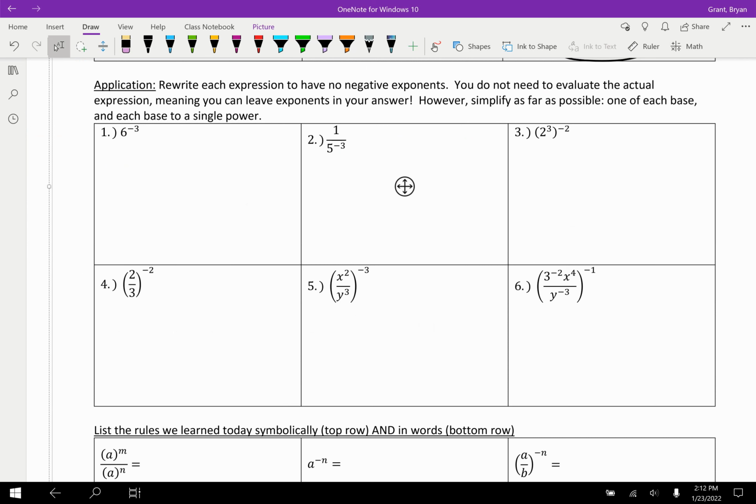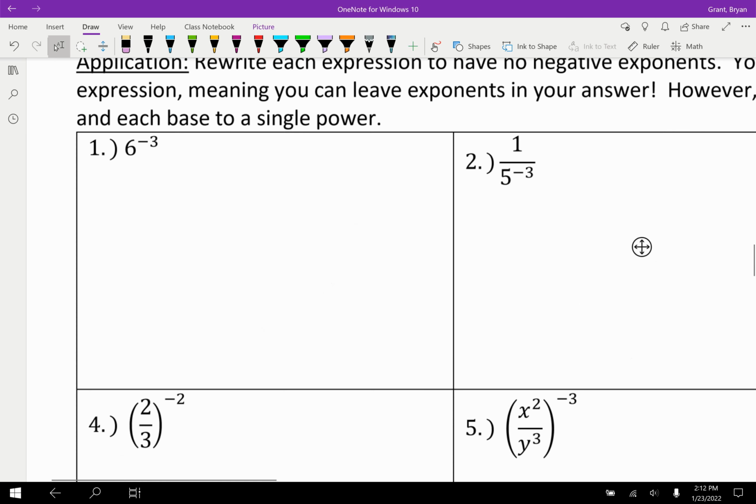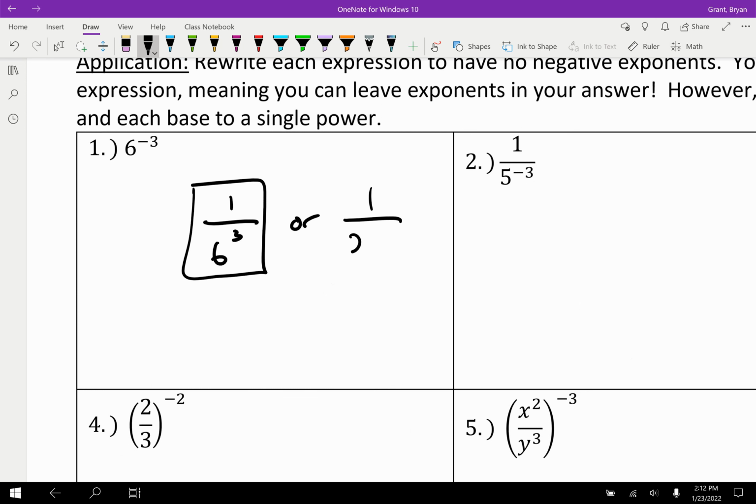All right, let's take a look. First problem, we need to rewrite this as something with a positive power. Well, hopefully you just did 1 over 6 cubed, and that's it. If you wanted to go further and you knew that the answer was 1 over 216 or used your calculator, that's fine too. We are going to try to keep these answers as fractions though. I think with decimals you lose track or sight of the pattern that we're trying to apply here.